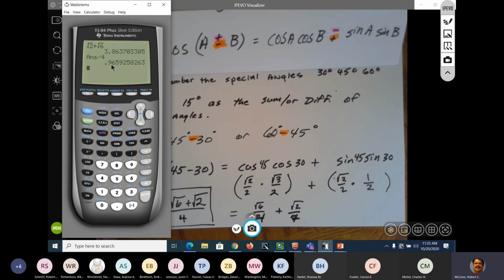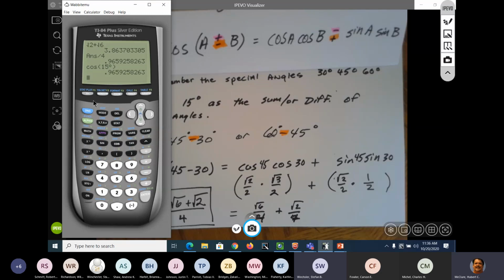All right, write that down, 0.9659. Now I'm going to take the cosine of 15 degrees. I better put degrees on there just in case. Ding!